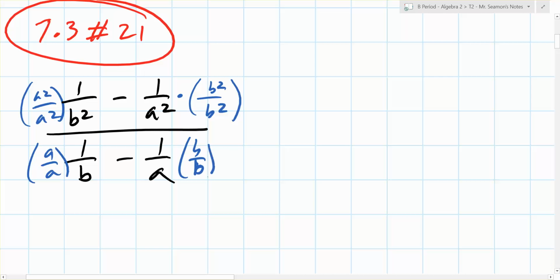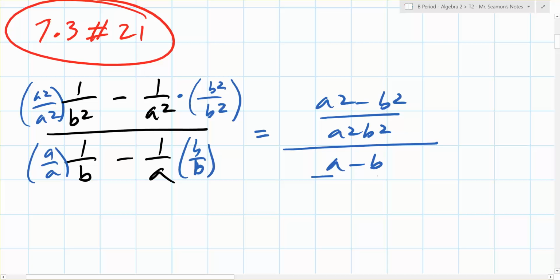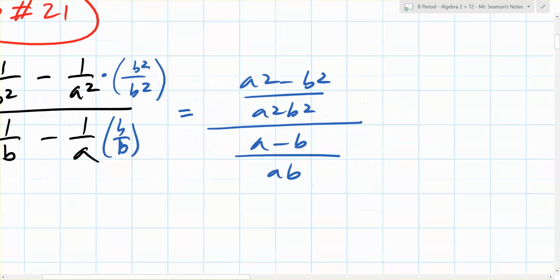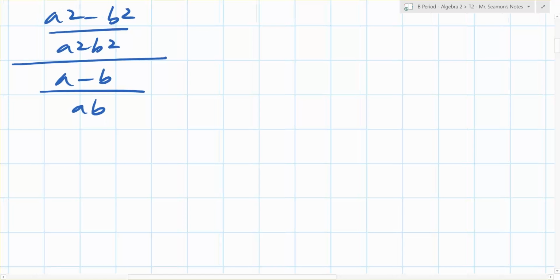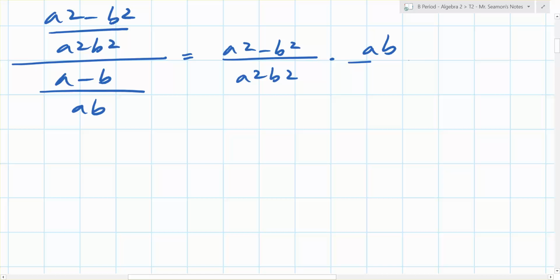b over b. So we end up with a squared minus b squared all over a squared b squared, all over a minus b over what? ab. We're dividing by a fraction, so we should multiply by the reciprocal. So this is a squared minus b squared all over a squared b squared times ab over a minus b.